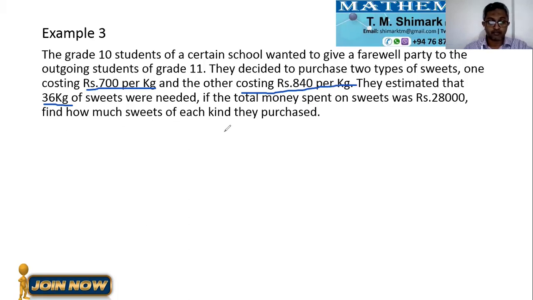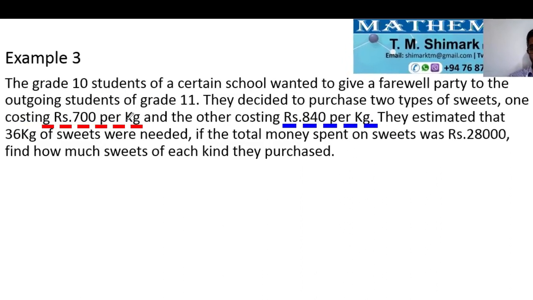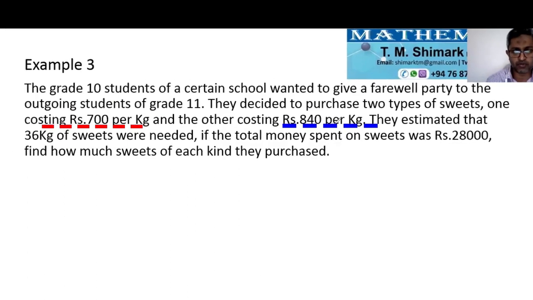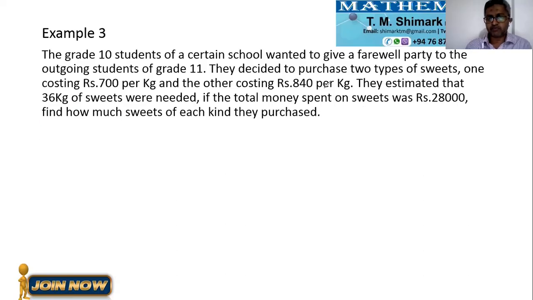Now we want to find out how much, right? Can you give me the answers? Get me the equations, please. Now two things we need to find out, right? What are we going to take as x and y? That's very important, as I was explaining in an earlier question. They decided to purchase at rupees 700 for 1 kg. The other one is rupees 840 for 1 kg, right? Very simple. 36 kg they bought, and the total money spent is also given.